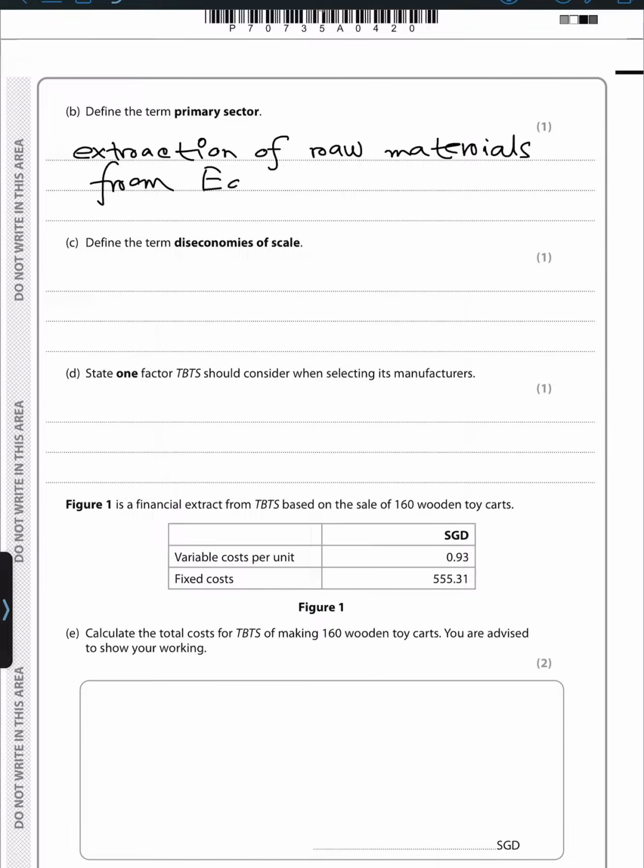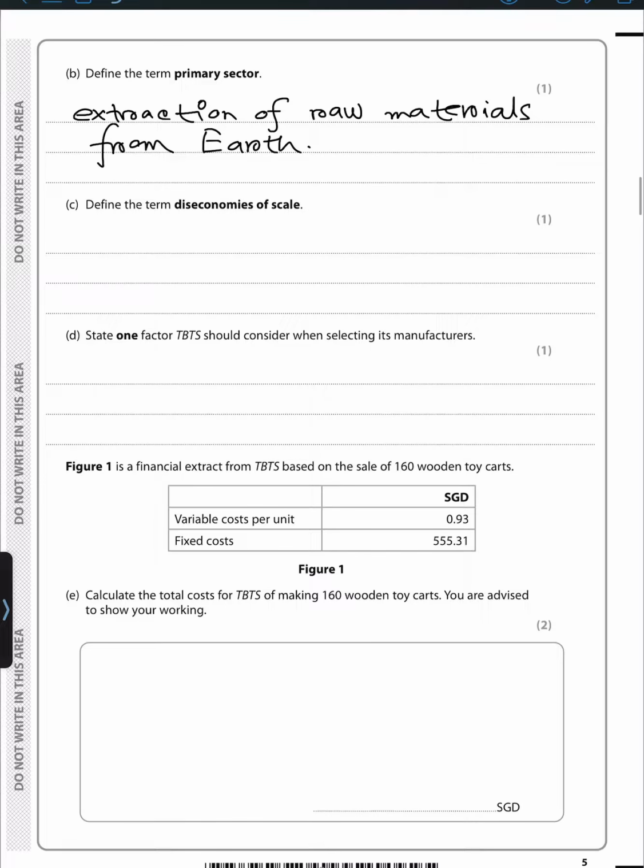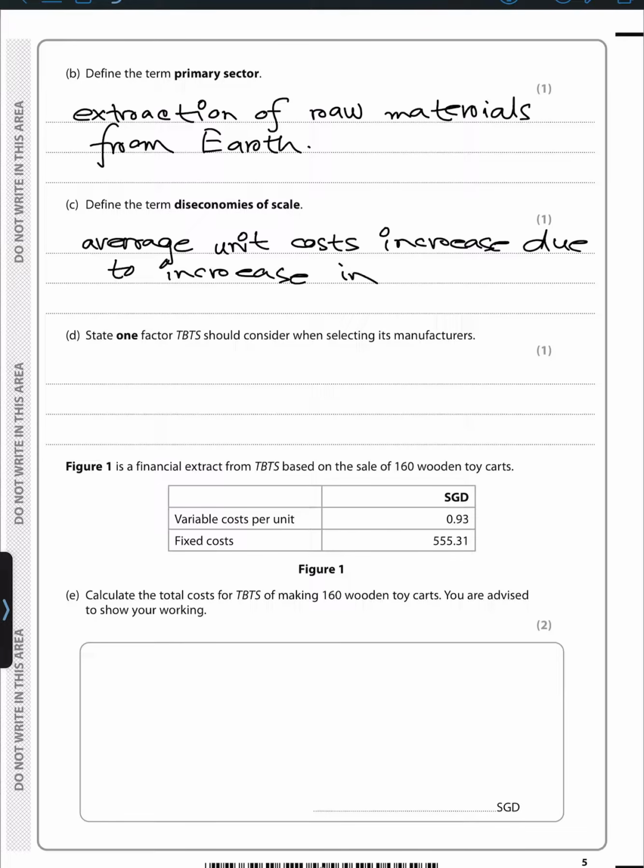And then part C, define the term diseconomies of scale. Again, just 1 mark. So economies of scale is when your average costs fall. Diseconomies of scale is basically the opposite. So when average unit cost increases due to increase in production. So average unit costs increase due to increase in production.